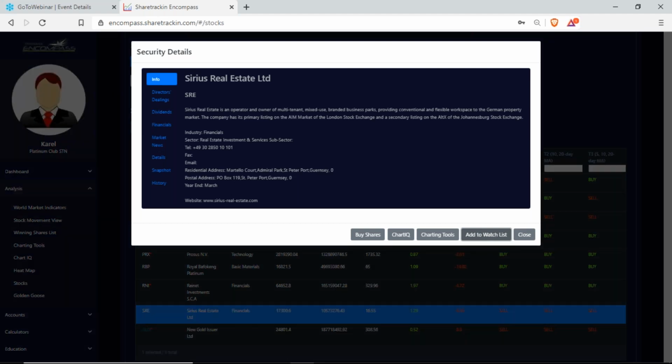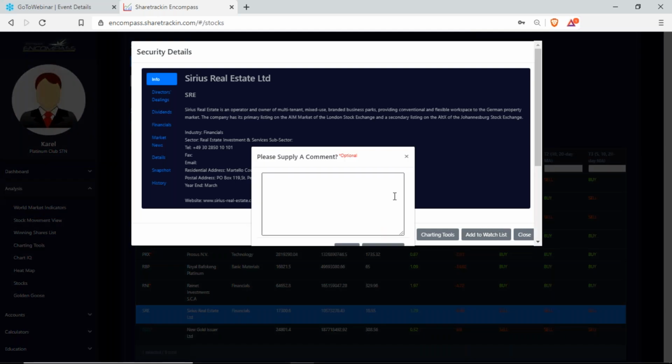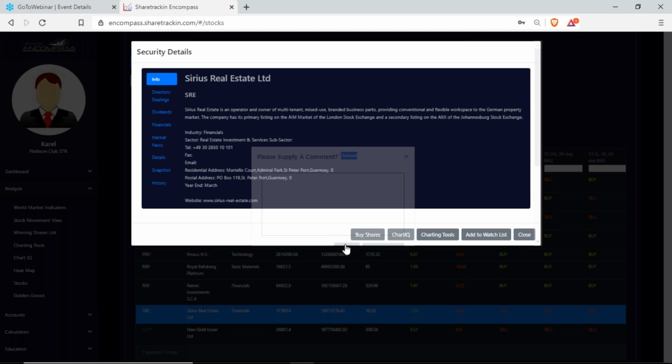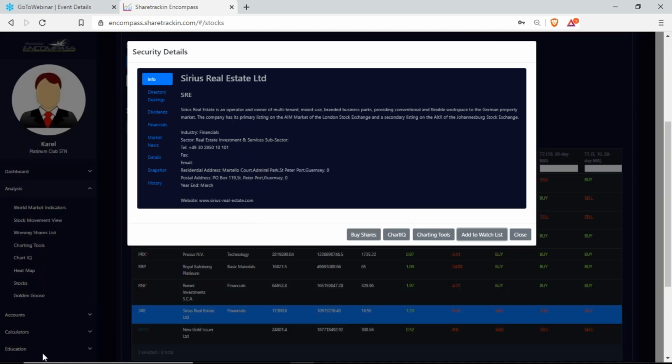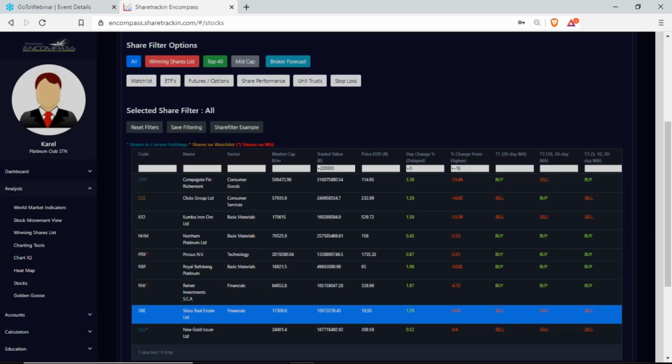Now I must supply a reason. Why am I adding this share onto my watch list? But as you can also see, this is optional. Then I would say submit. And you would get this little button here telling you successfully added watch list entry, meaning that this share has been added to my watch list, and from there on I can keep my eye on that share.